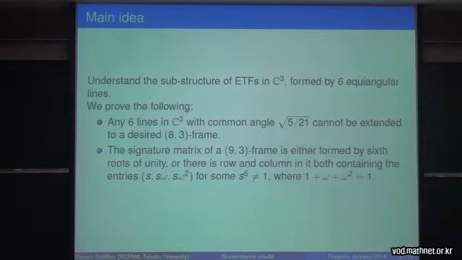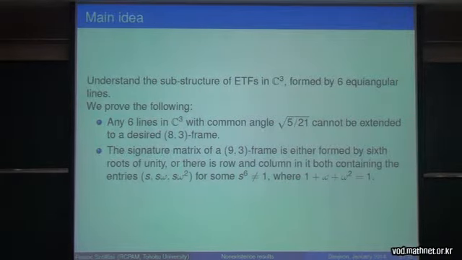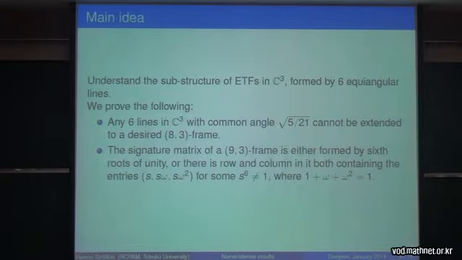Okay, so the main idea to get these results is to understand the structure of a subconfiguration of a hypothetical or an existing equiangular tight frame, and these results could be achieved by investigating 6 equiangular lines, or in other words, a 6x6 subgram matrix or a 6x6 partial signature matrix, and the following 2 observations which I made lead to the results I announced previously.